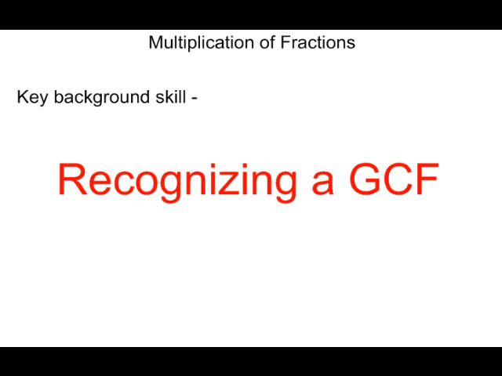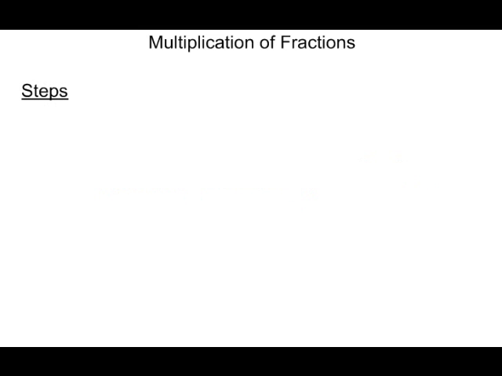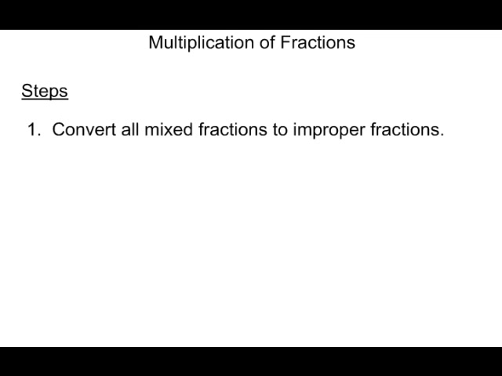For instance, 4 goes into 12, so 4 is a factor of 12. Similarly, 5 does not go into 11, so 5 is not a factor of 11. So let's take a look now at where we're going to apply this recognition of a GCF with multiplication of fractions. In terms of steps, step 1 is to convert all mixed fractions to improper fractions.